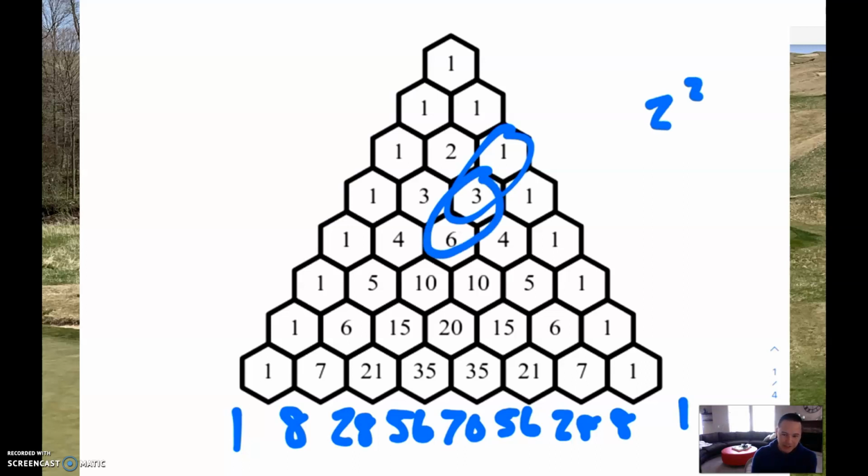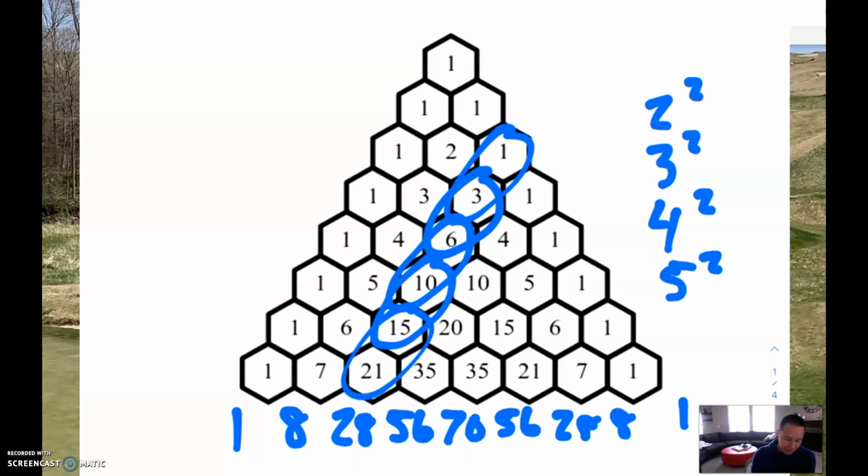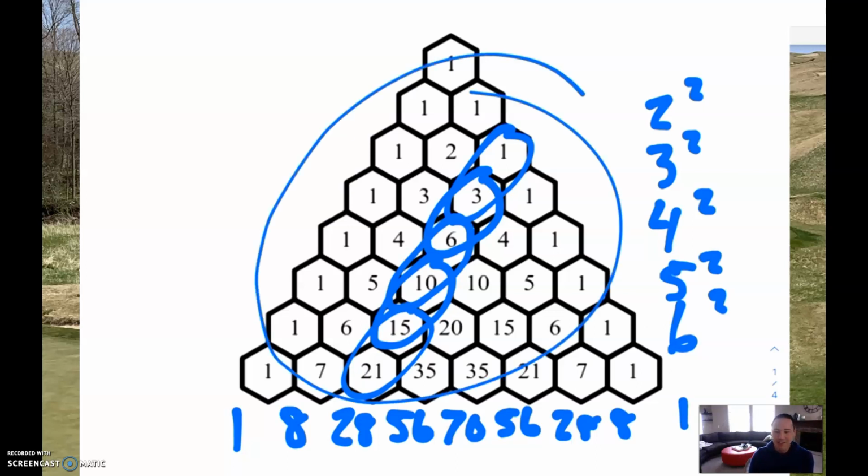6 plus 3 is 9, and that's just 3 squared. 10 plus 6 is 16, and that's just 4 squared. 10 plus 15 is 25, which is 5 squared. And this one gives you 6 squared, and so on and so on. So tons of hidden, wonderful, beautiful things in mathematics that are all derived from this Pascal's triangle.